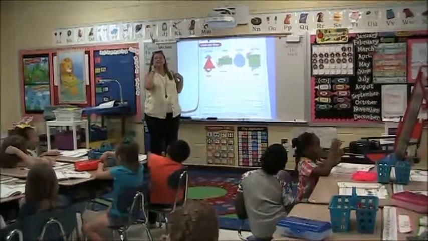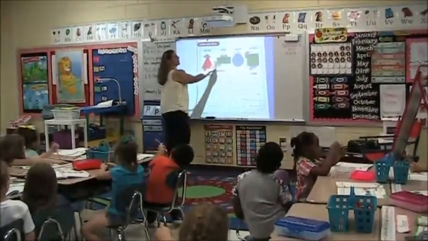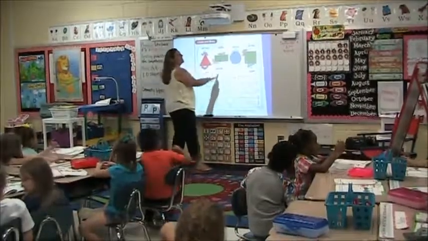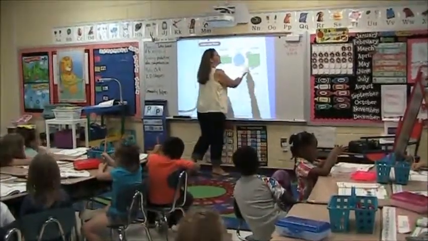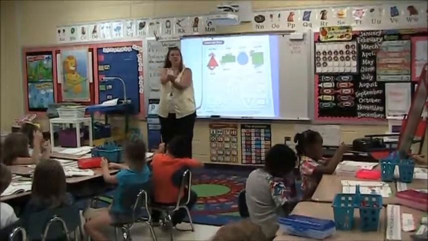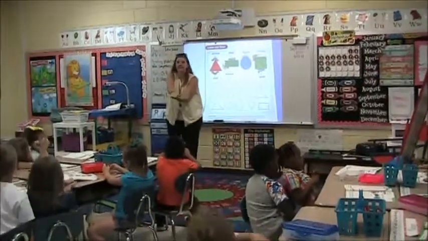So echo these back to me. Echo them. Listen and echo. Triangle. Rectangle. Circle. Square. And everybody, what are they? 2-dimensional shapes and they are flat.